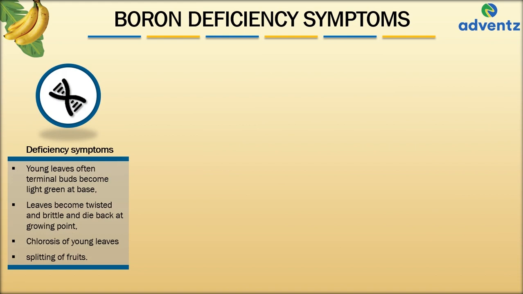Let's recap. Boron deficiency symptoms are young leaves, often terminal buds, become light green at base. Leaves become twisted and brittle and die back at growing point. It leads to chlorosis of young leaves and splitting of fruits.